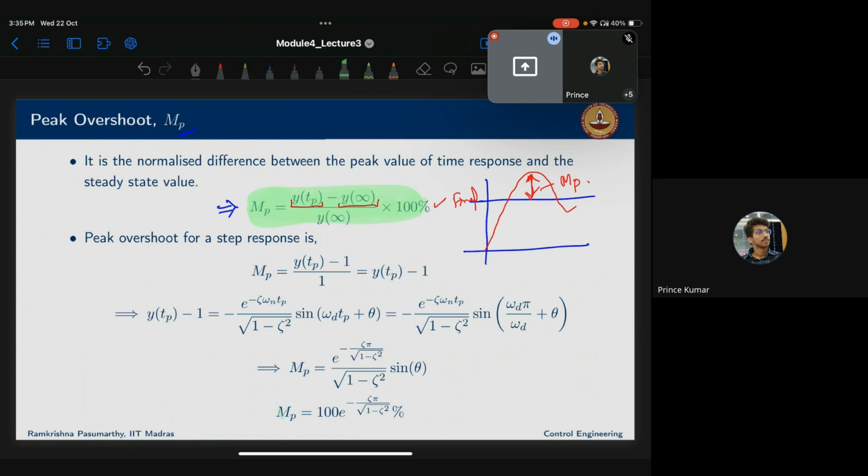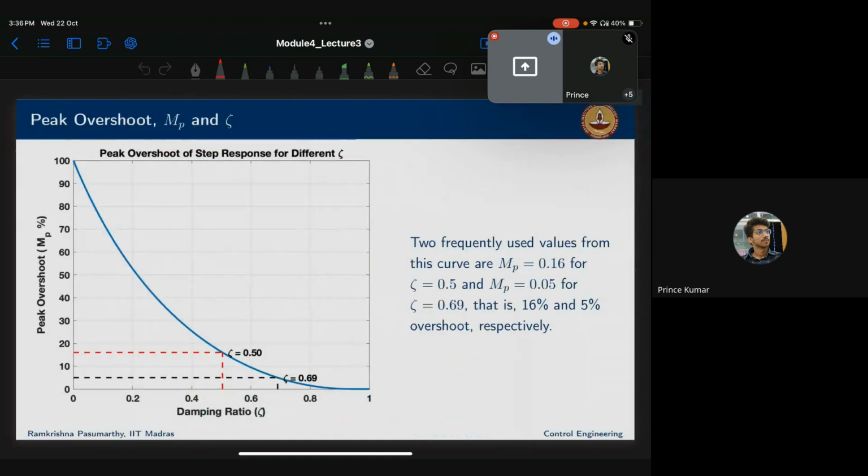Okay, so if you find it, the final expression is this, because at that time the value is the time value TP. This is the expression you have, and that is called the peak overshoot. So peak overshoots for different zeta values: for zeta is equal to 0.69, for zeta is equal to 0.59. MP is 0.16 for this zeta, 0.05 for this zeta. Okay, 16% and 5% overshoot.